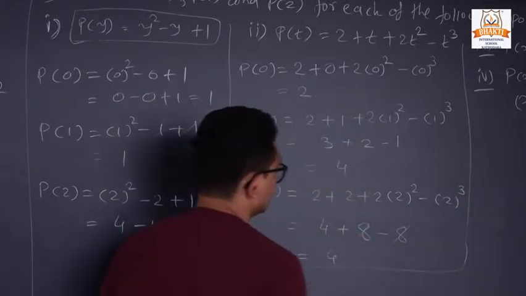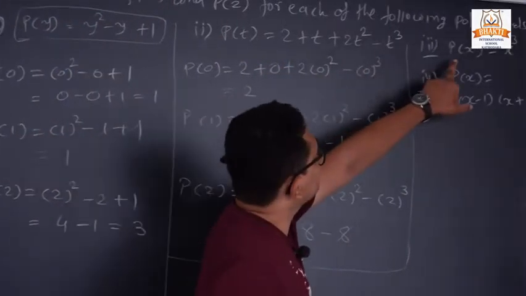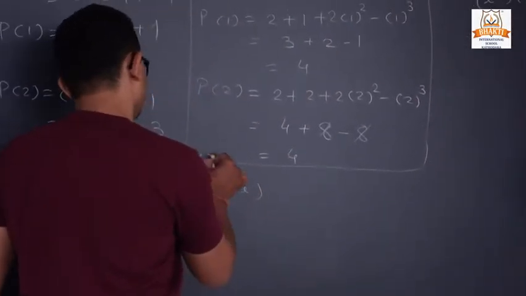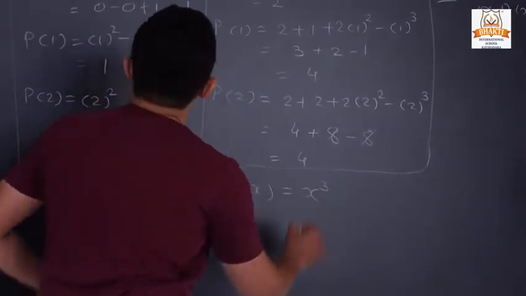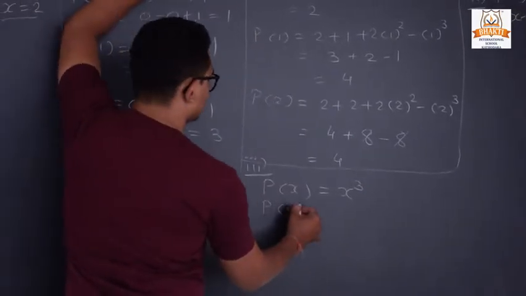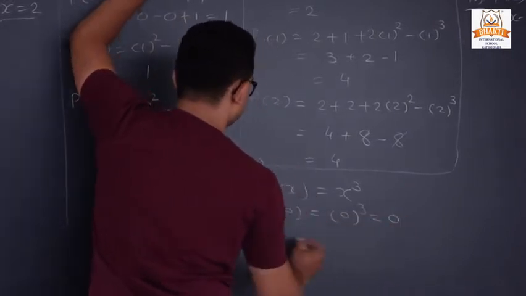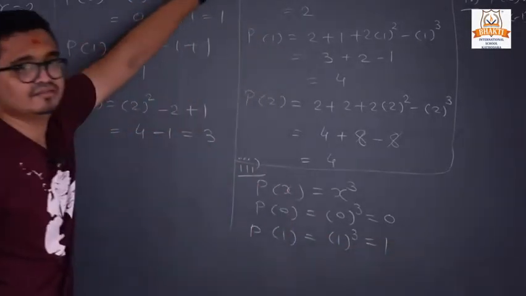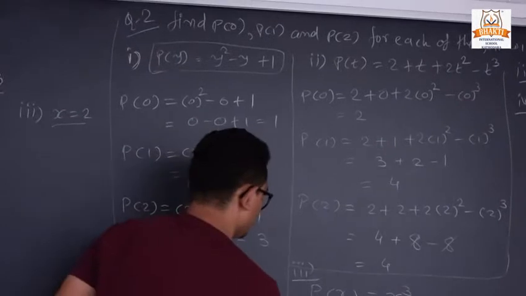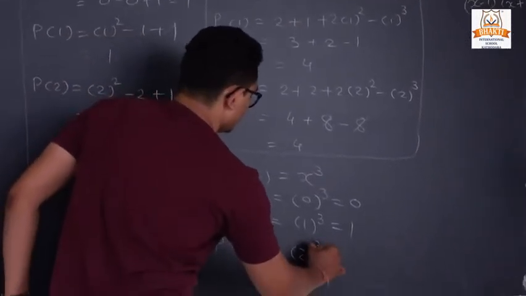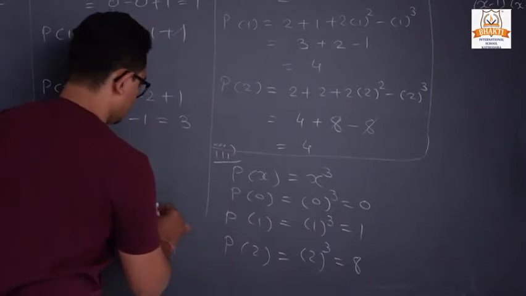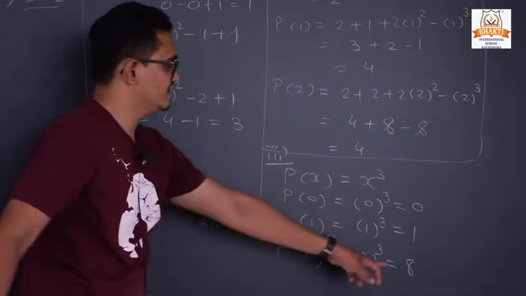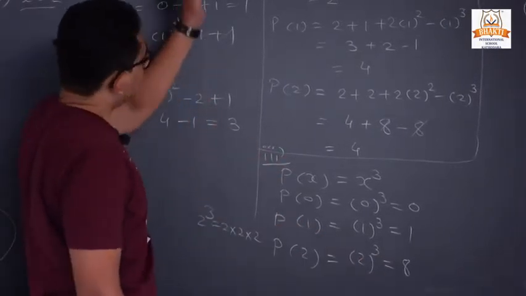Next, question number 2, third example. It is p of x is equal to x cube. First of all we will put 0. So 0 cube, answer is 0. Then 1. So 1 cube, answer is once again 1. Then p of 2. So 2 cube will be 8, because 2 cube means 2 into 2 into 2. So 2 2s are 4, 4 2s are 8. So that is our question 2, third.